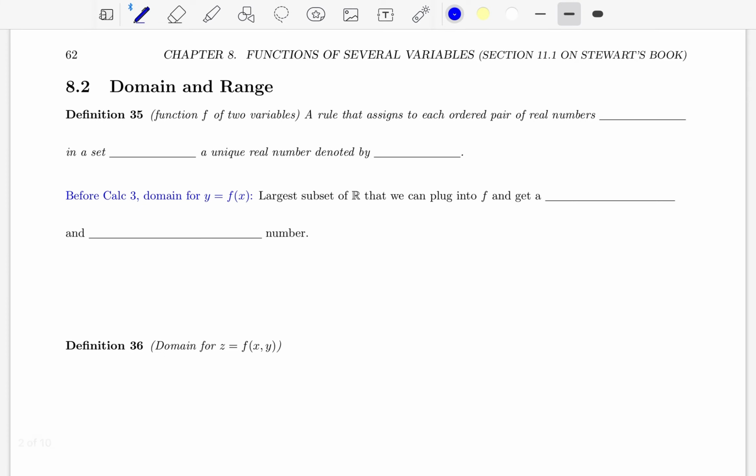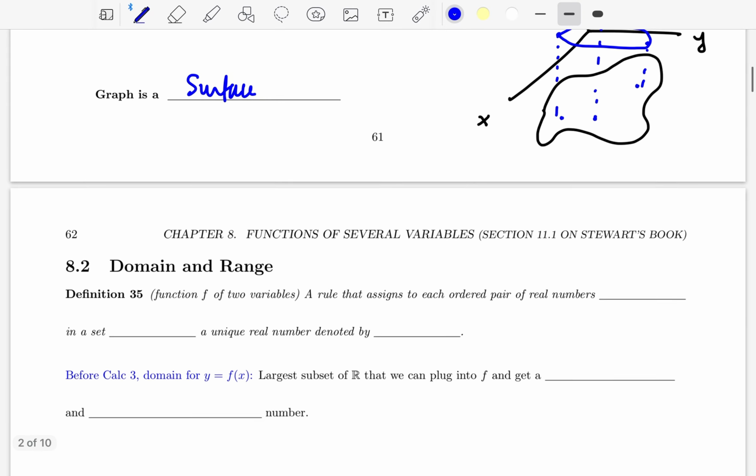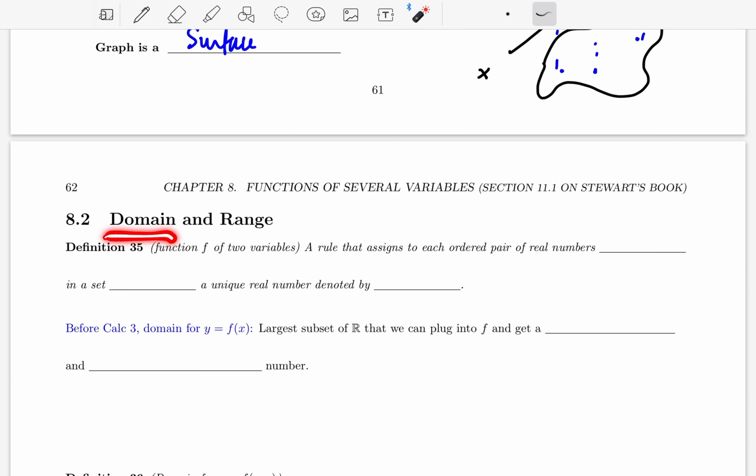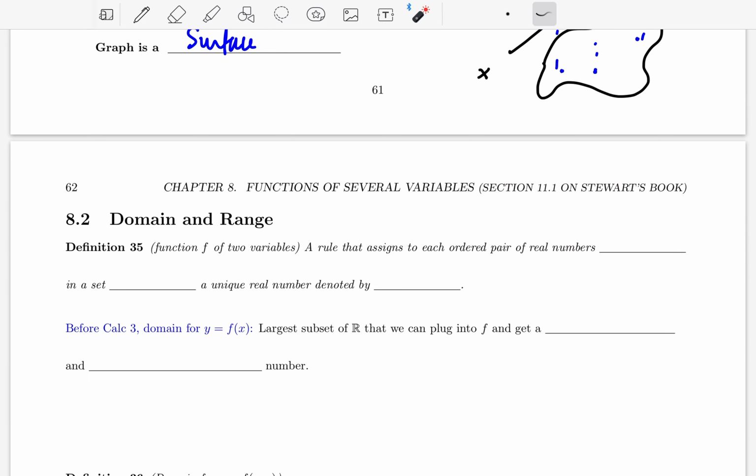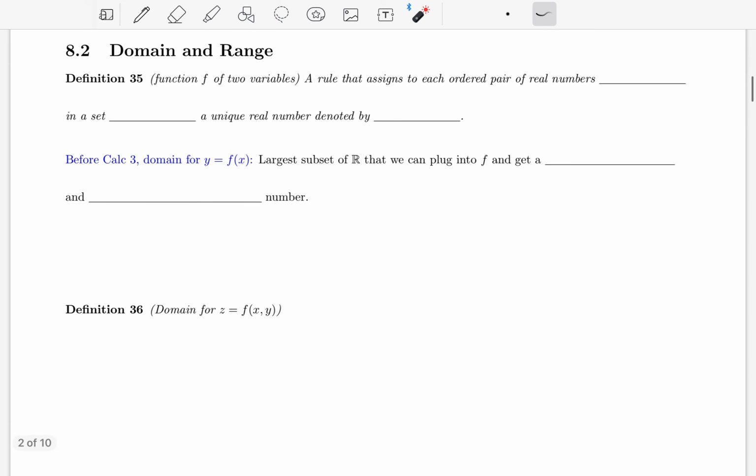Now, since we're defining this new type of function, functions of several variables, we have to talk about the domain and the range. We're going to look at continuity and limits. We're going to talk about the derivative and stuff. So for the next couple of sections, we'll be learning how to deal with this new type of function. So let me start with the domain and the range.